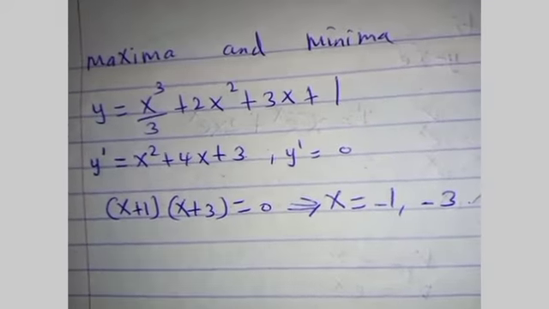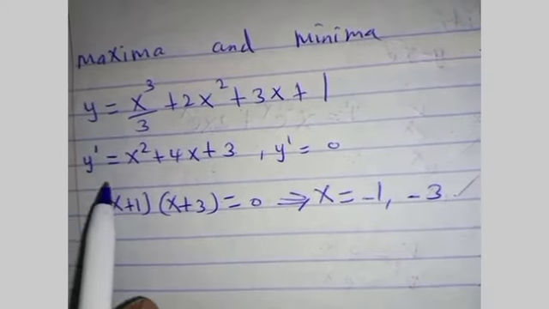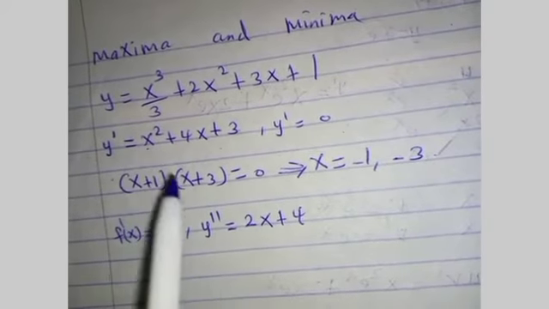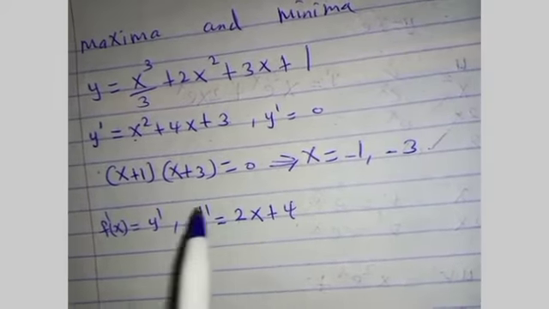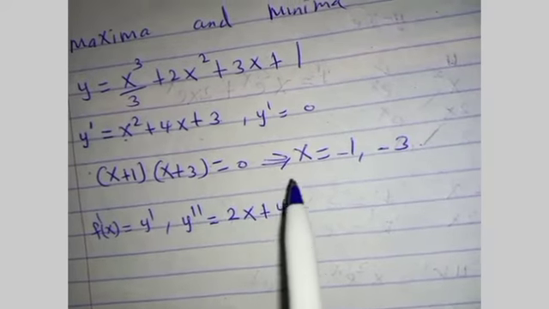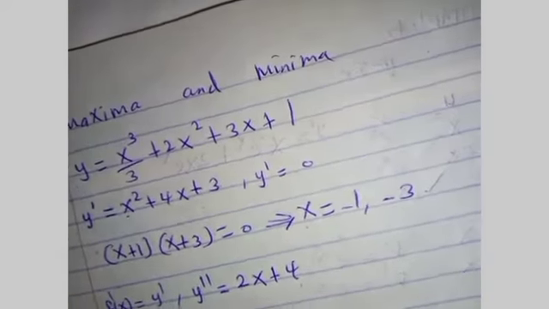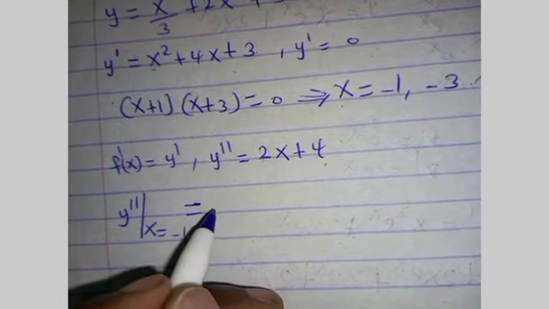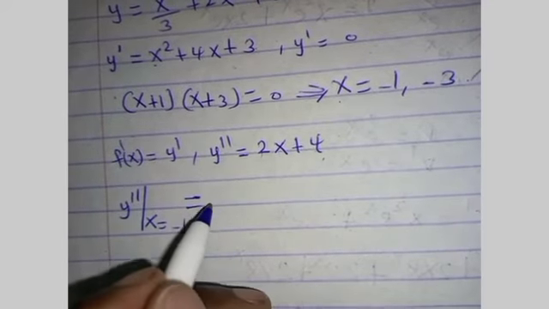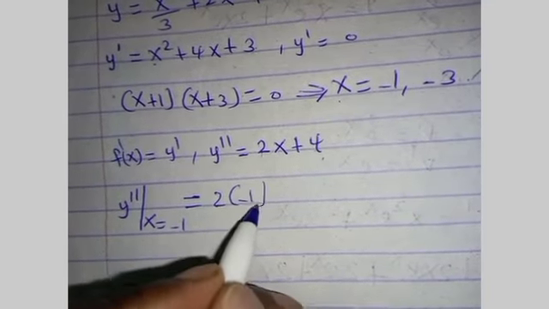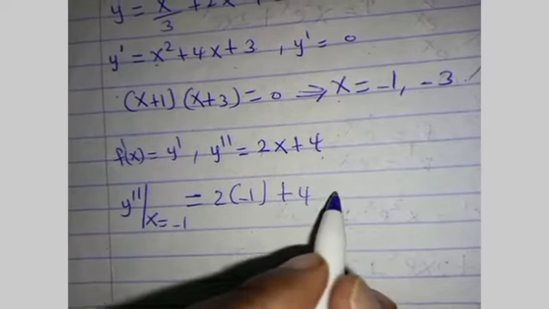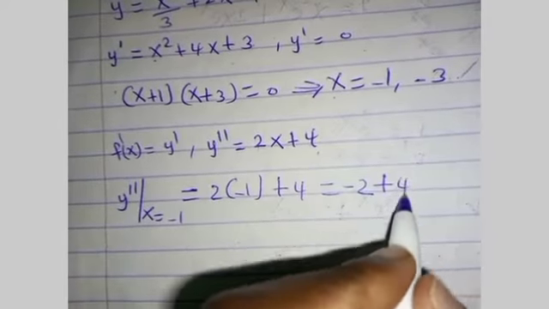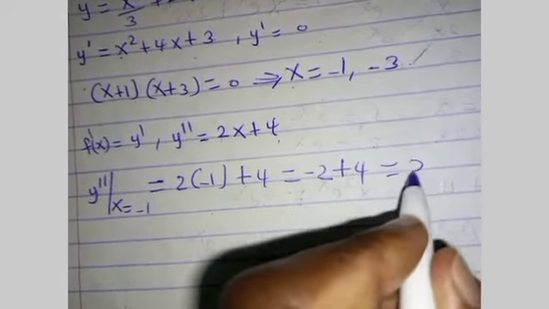Now, from there, we find the second derivative of this function. We obtain our second derivative of this. So this will give us 2x plus 4. So we find the value at x is equal to -1. So we want to obtain the value at x is equal to -1 of this. So this is 2 multiplied by -1 plus 4, which is equal to -2 plus 4, which is equal to 2.